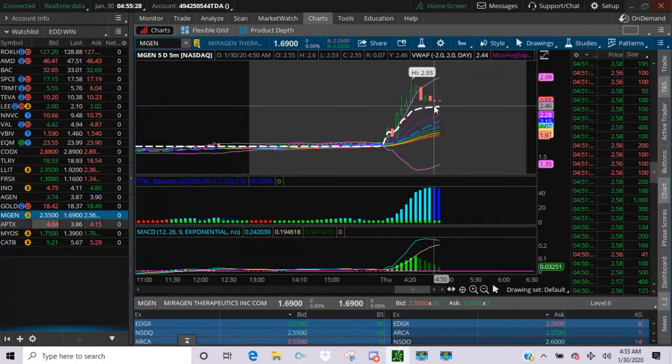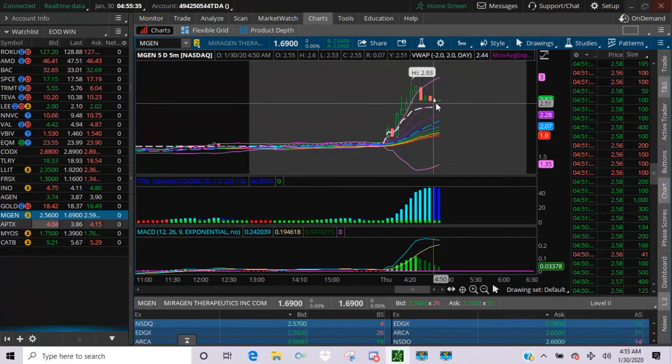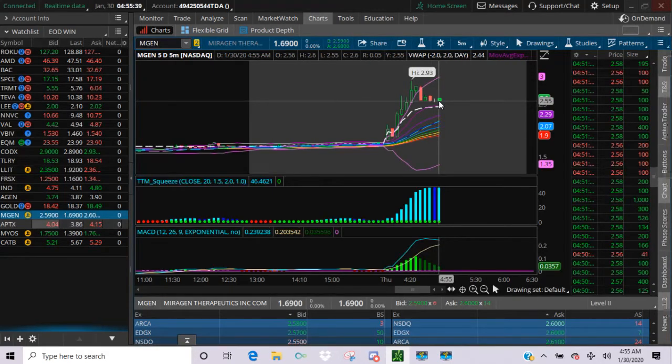Anyone who got in this morning, congrats. You could lock in gains. You can scale out, hold some, see where this sucker's going to go. Here we go, here we go, here we go. And that's a nice blue candle.